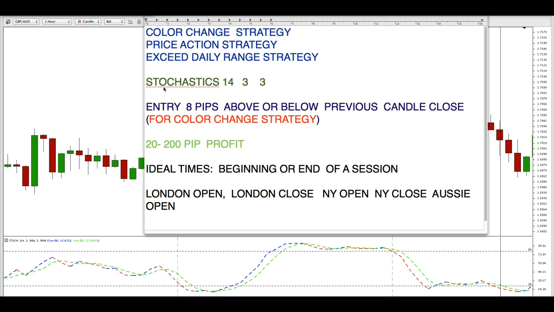For the color change strategy, the entry is 8 pips below or above the previous candle close. We're looking for about anywhere from 20 to 200 pip profit. Ideal times are the beginning or the end of the session, like London Open, London Close, New York Open, New York Close, Australian Open, and also the Asian market open and close.